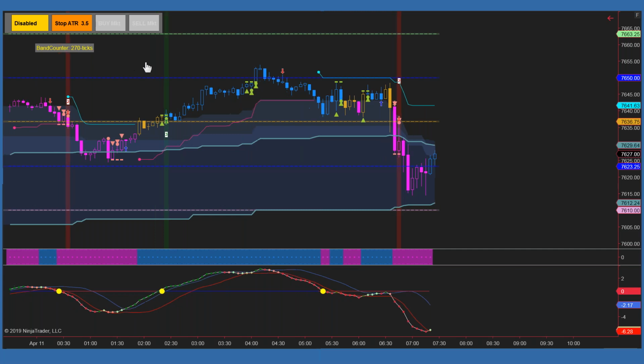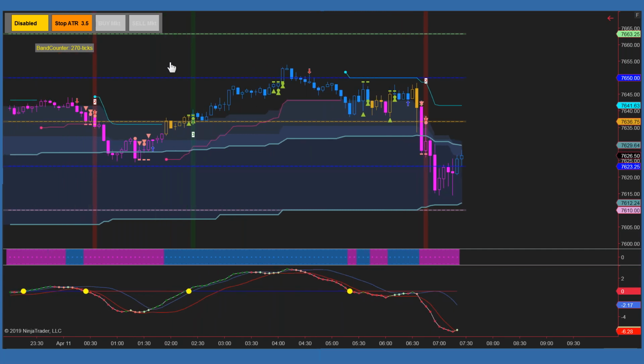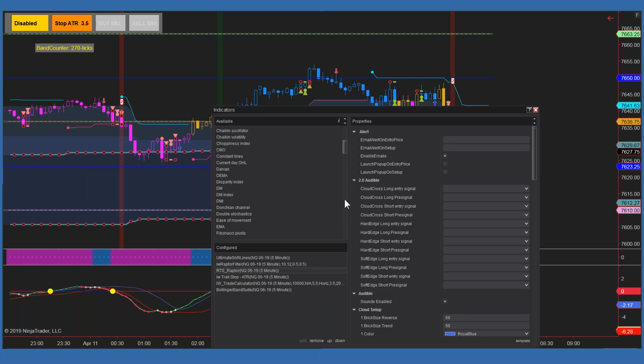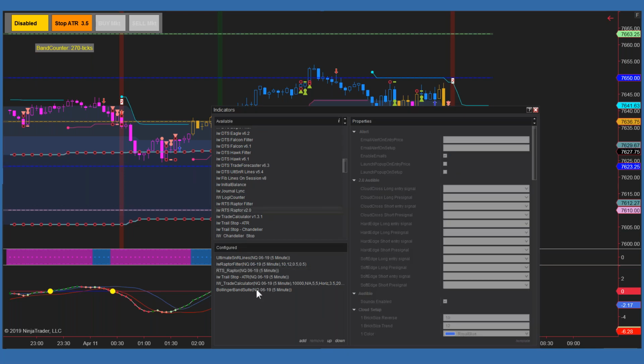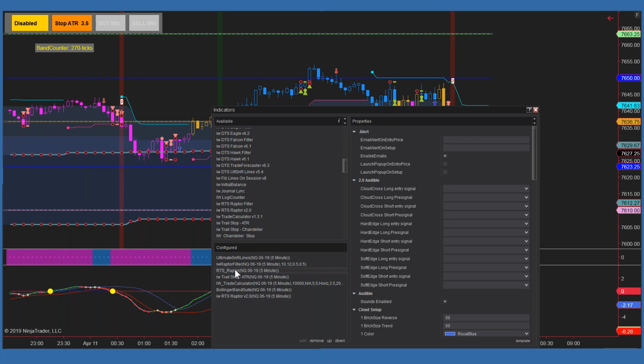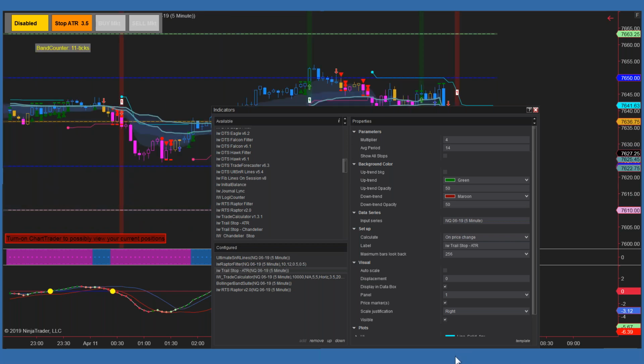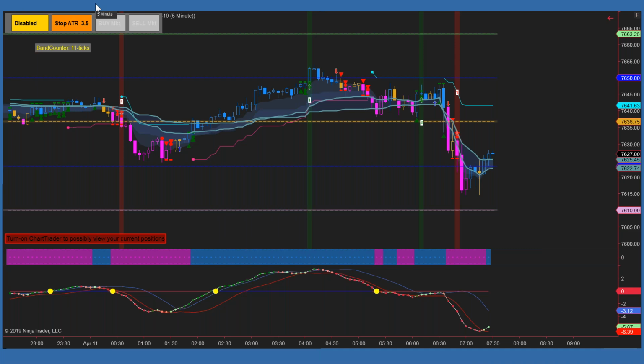Yeah, unfortunately, it's going to be a little bit of homework to play with it. But so far, the one I like the best is the defaults. So we'll just throw a Raptor on there and we'll delete this one. So the default Raptor on a 3-minute chart.